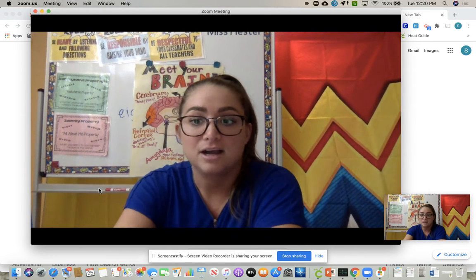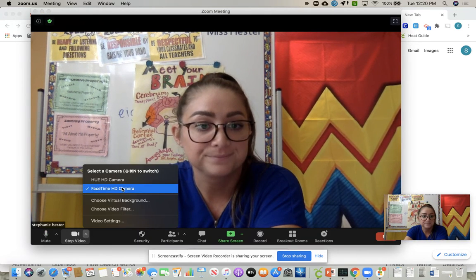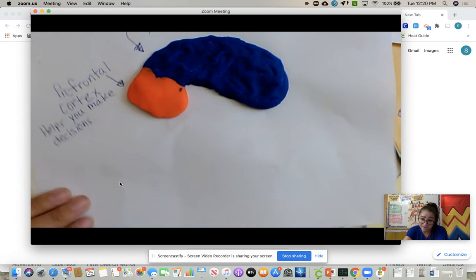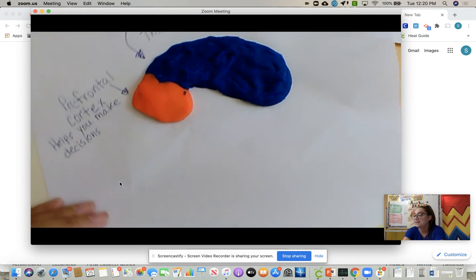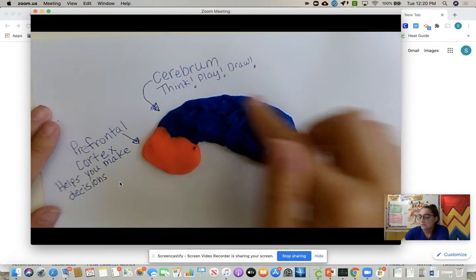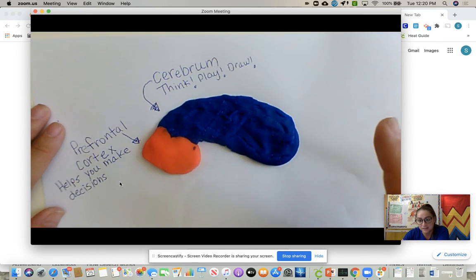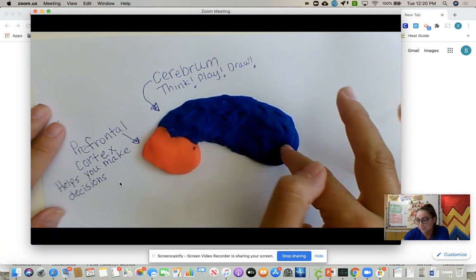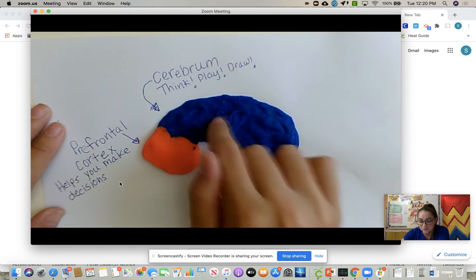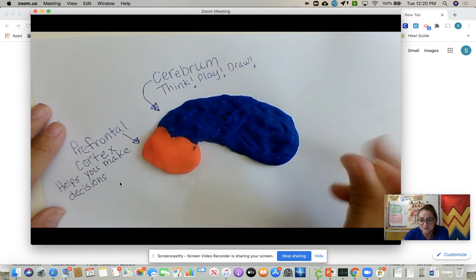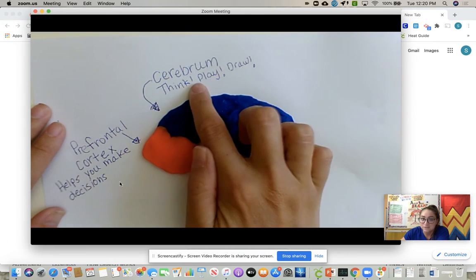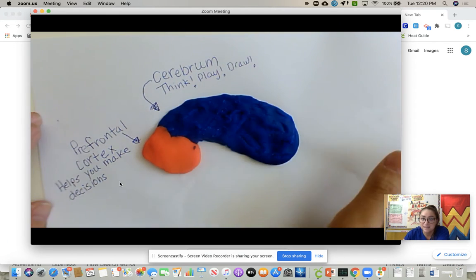And they got their Play-Doh. Clearly it doesn't look like a brain, because we love beautiful oops and we don't like things to be perfect. So I first had them use any color, and it's the biggest part. So they did their cerebrum, and there's wrinkles. So I just told them they can use their fingernails. Some wanted forks, or to use their pencil. And then we wrote this at the top: the cerebrum, think, play, draw.